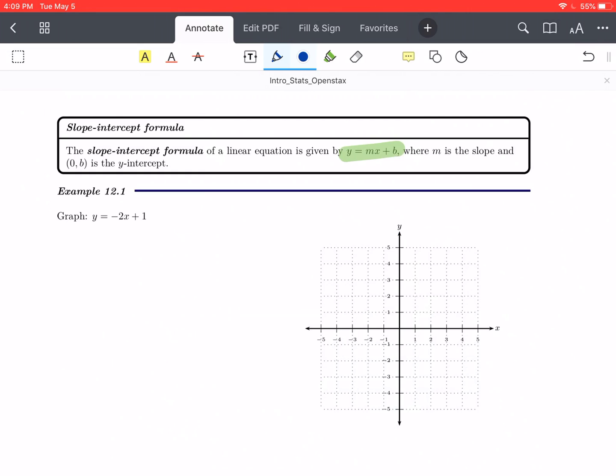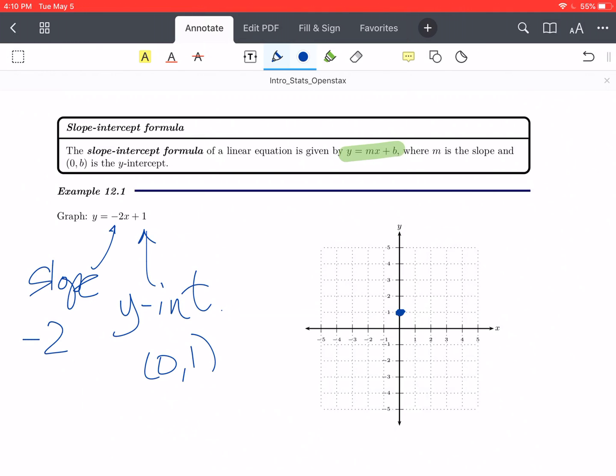So let's look at this example. Graph y equals negative 2x plus 1. Here the 1 is the y-intercept. This corresponds to the point (0, 1) being on the line. So that's going to be right here. Okay, so that point is on the line. And then right here, we have our slope.